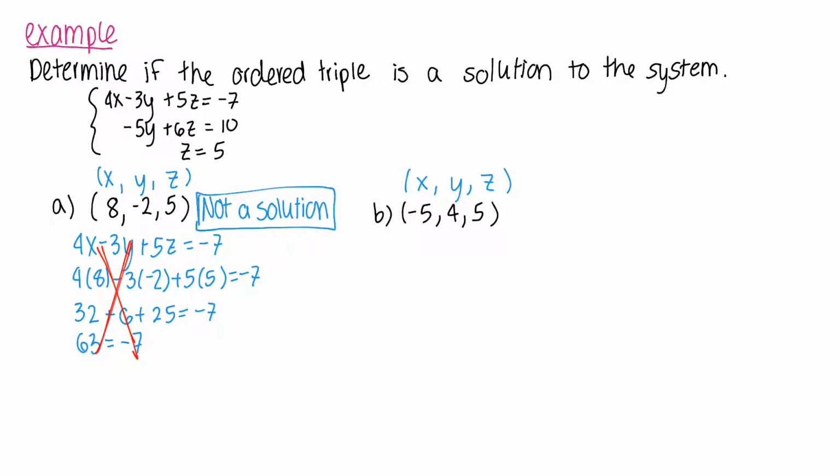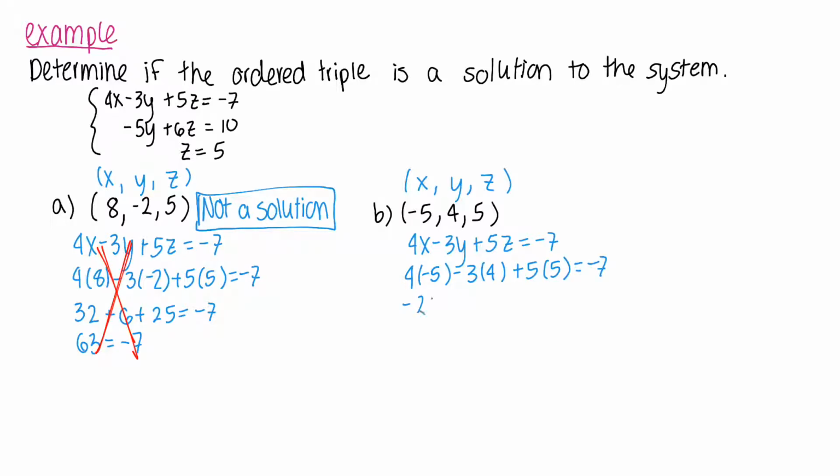So we'll go over to part B, -5, 4, 5. We already talked about how it meets the requirements down here of z equals 5. So I'll start once again with 4x minus 3y plus 5z equals -7. Instead of x, I have -5. Instead of y, I have 4. And then instead of z, I have 5.